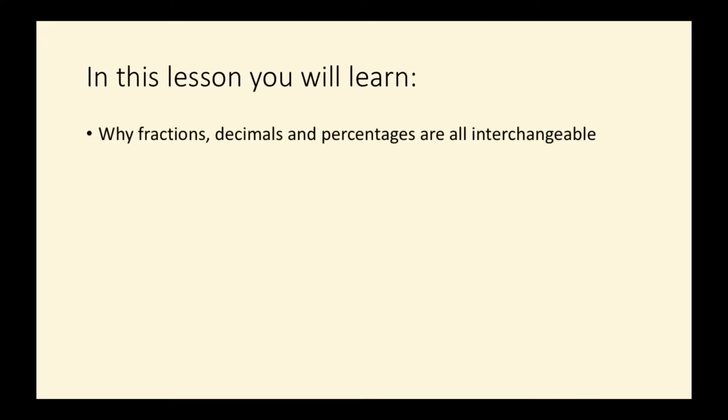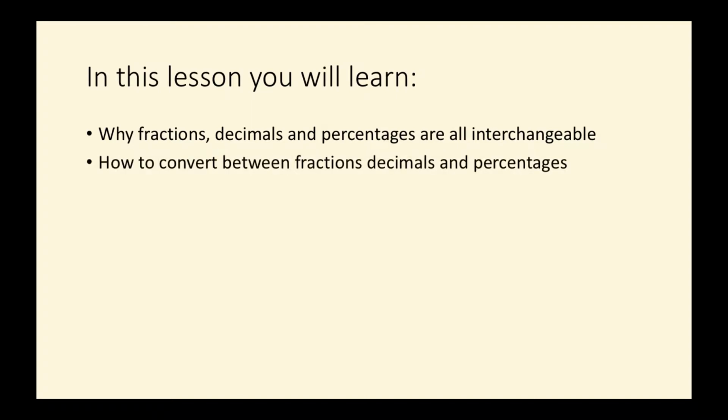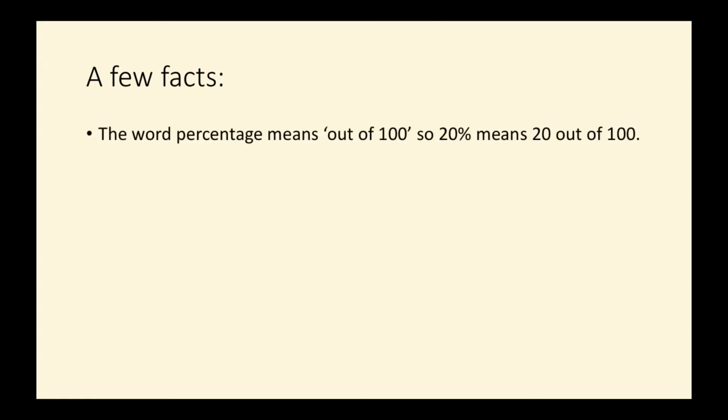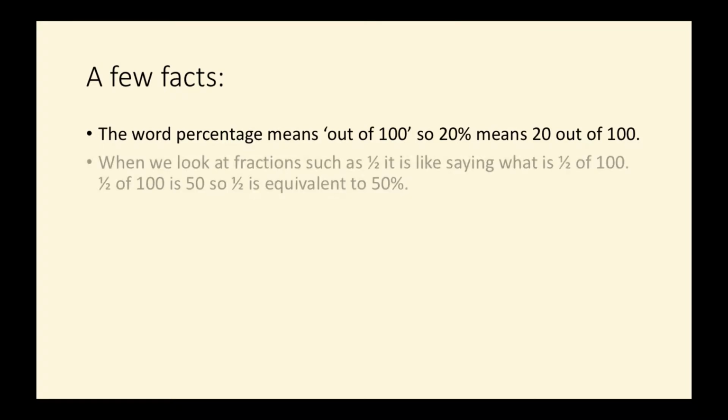In this lesson, you will learn why fractions, decimals and percentages are all interchangeable and how to convert between fractions, decimals and percentages. So let's look at a few facts first. The word percentage means out of 100, so 20% actually means 20 out of 100. When we look at fractions such as a half, it's like saying what is a half of 100. A half of 100 is 50, so a half is equivalent to 50%.